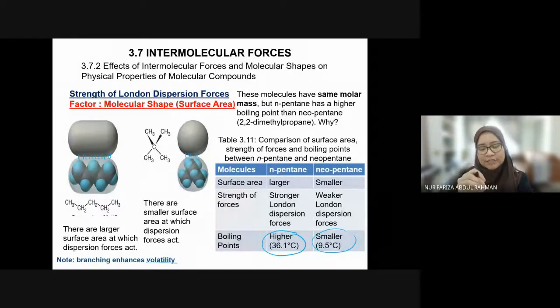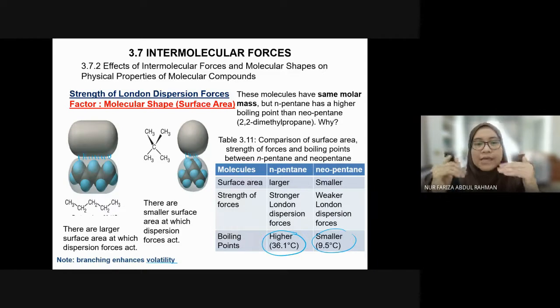Volatility is the ability to escape from the surface of the liquid, to evaporate. If there is less dispersion force to hold the molecule, less energy is needed to break the forces and escape. It is easier to evaporate because there are fewer forces there. Compared to when there are more forces, it will be harder for the molecule to escape from the surface of the liquid and evaporate. That's why neopentane, as you can see from the shape, has more branching, which causes the surface area to be reduced, and this enhances volatility. It becomes more volatile.